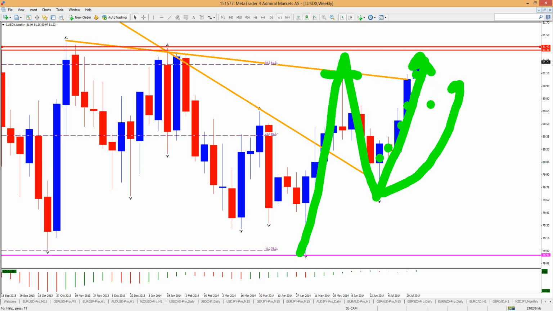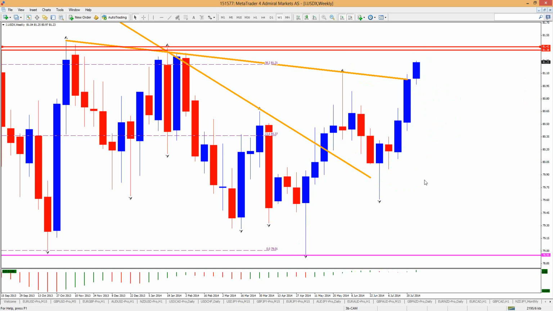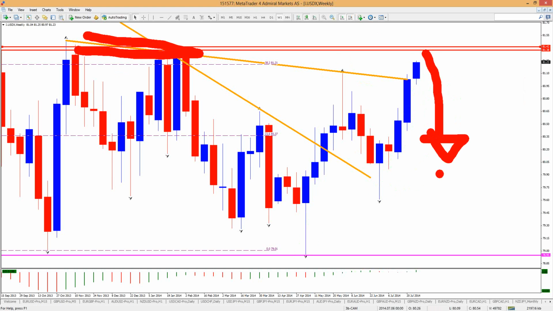So to me, it looks like dollar strength coming in, but obviously we still have these tops in play that could be a big headache, and with the news events, it could turn on a dime for retracement.